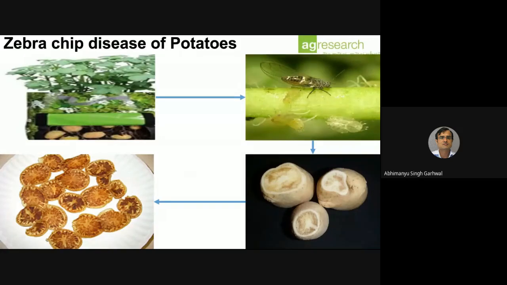So what is the zebra chip disease? This is a potato plant, and there is a psyllid larva containing Candidatus Liberibacter bacteria. When it injects the stem of the plant, the larva contains that bacteria, and it goes down to the root of the potato, and it infects the potato from the surroundings, from the periphery of the potato first, and then it shows the stripes like the zebra chip when you fry it.